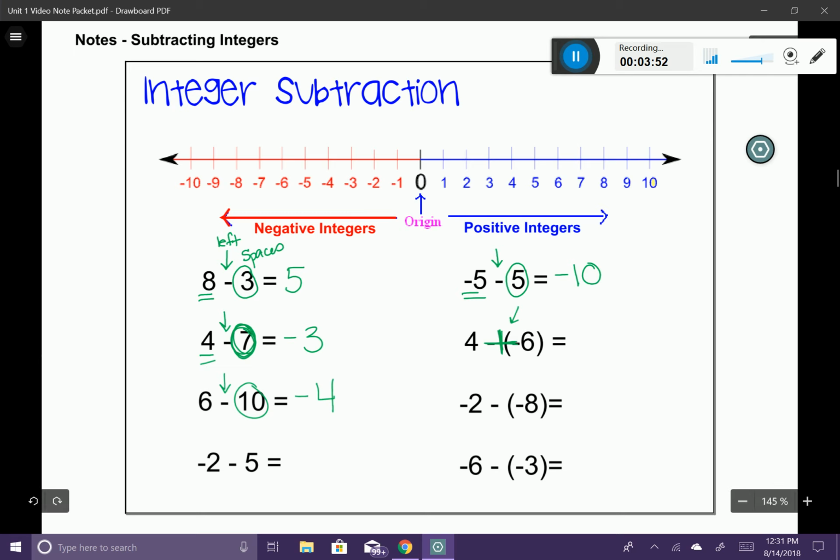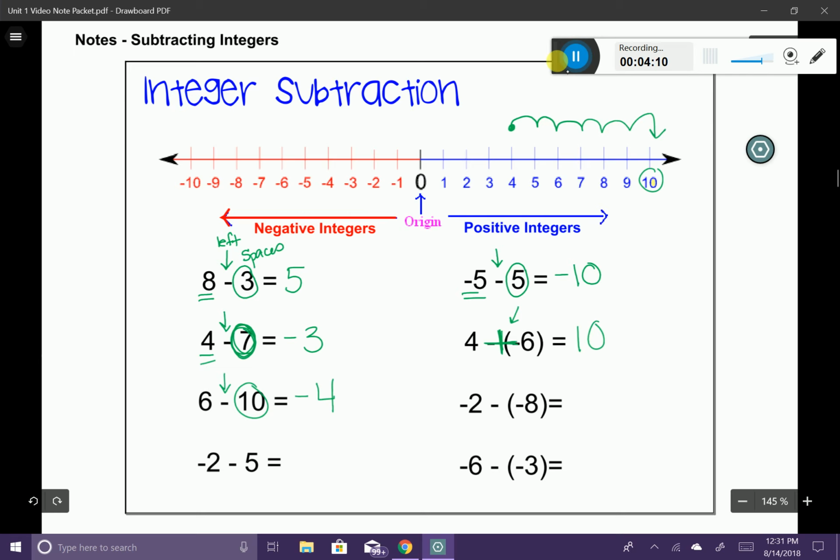So I'm going to go ahead and indicate that by adding. So let's go ahead and mark our little dot on our positive 4, and we're going to add 6. 1, 2, 3, 4, 5, 6, bringing us up to positive 10. Let's do another one just like that, the one right below it.